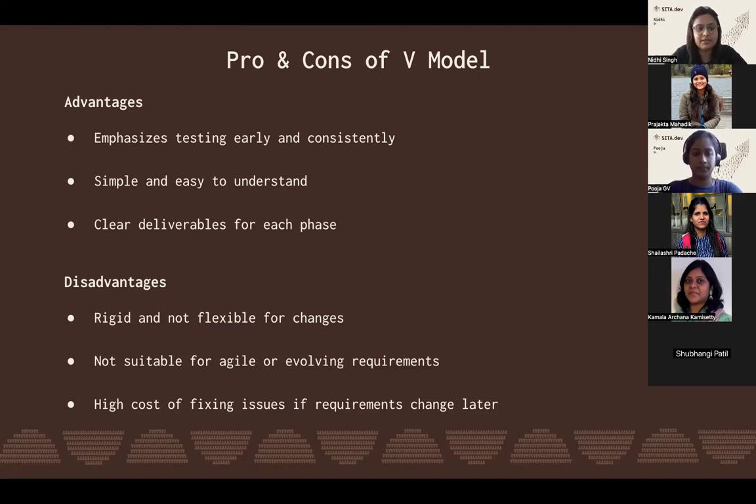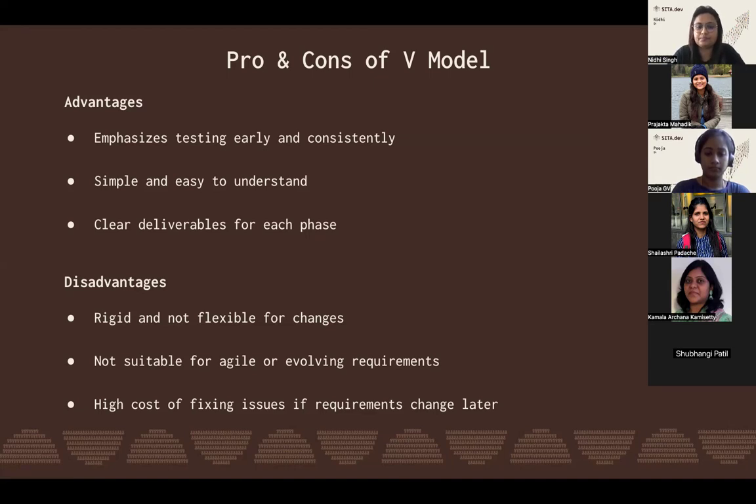And disadvantages are, it is time taking, and not suitable for agile and evolving requirements, because it is very difficult to incorporate changes in the middle of this SDLC. So that's why it is rigid and not flexible for changes. If there is any issue to fix, then we have to bear a high cost. So these are the disadvantages of the V model.